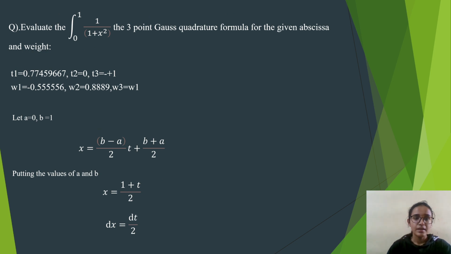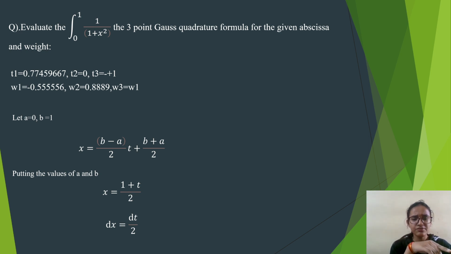Evaluate the integral of 1 upon 1 plus x square using the 3-point Gauss quadrature formula for the given abscissas and weights. So we have the values T1, T2 and T3 and W1, W2, W3. So T1, T2, T3 are the abscissas and W1, W2, W3 are the weights.